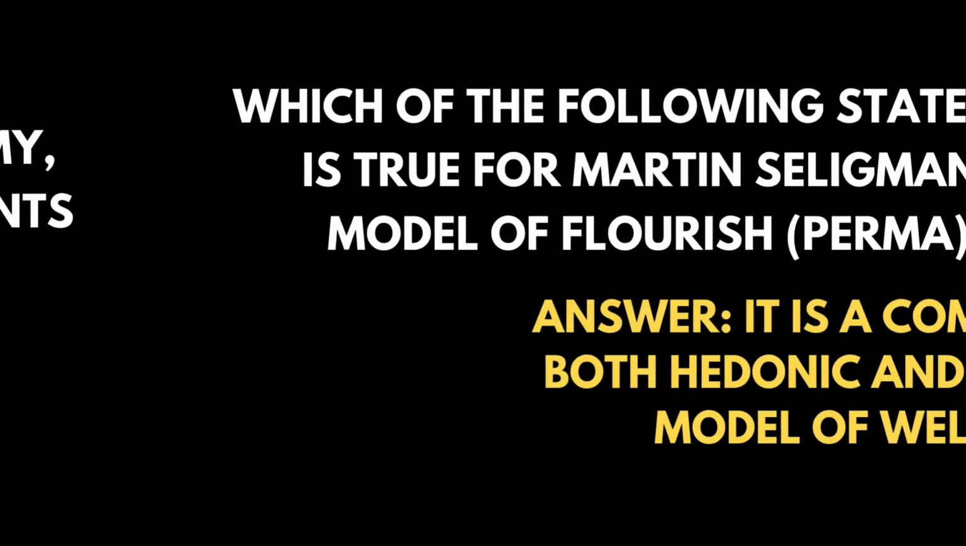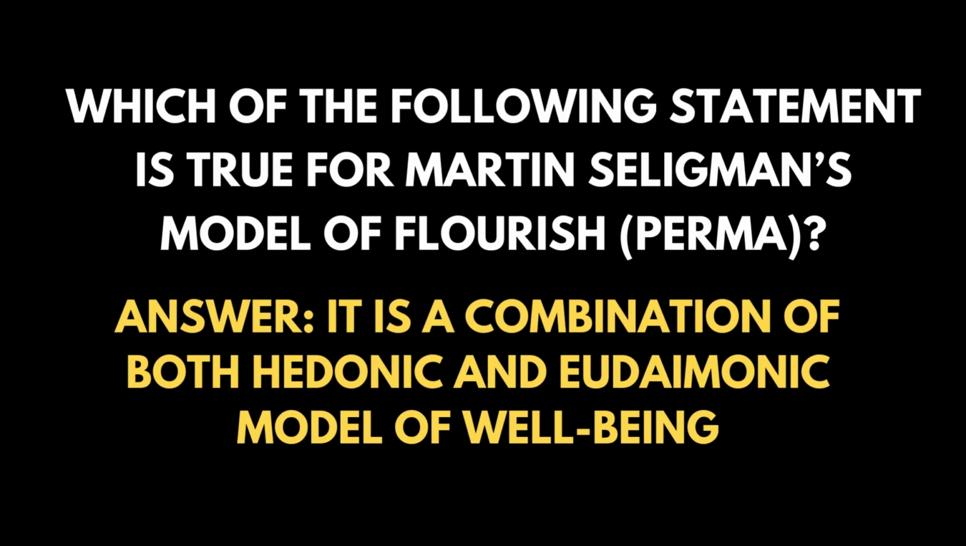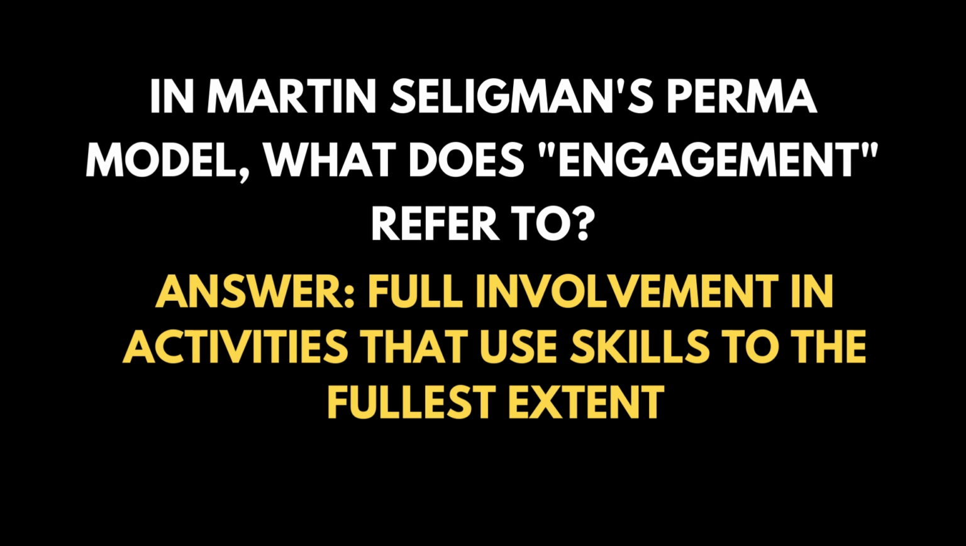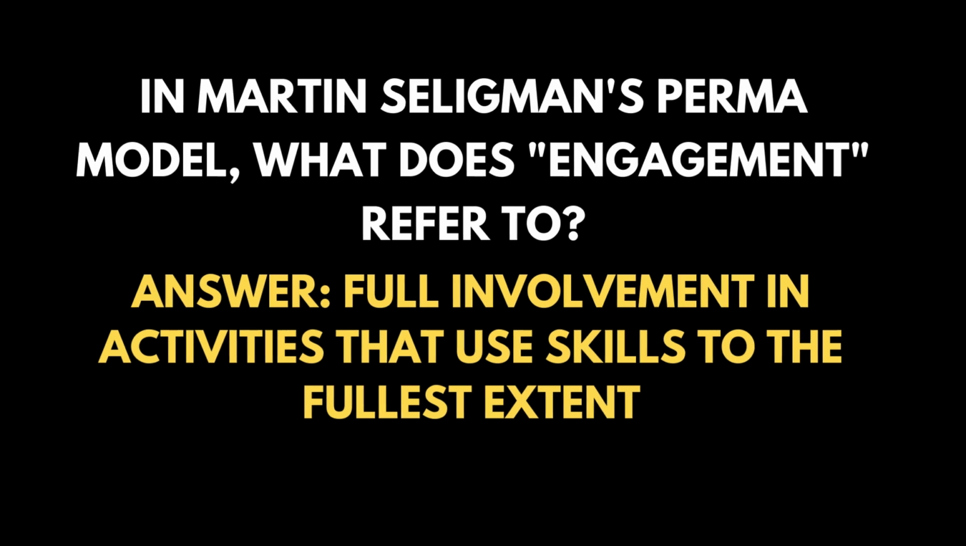Personal growth, autonomy, meaning in life are components of which well-being? Eudaimonic. Which of the following statements is true for Martin Seligman's model of flourishing? PERMA. It is a combination of both hedonic and eudaimonic models of well-being. In Martin Seligman's PERMA model, what does engagement refer to? Full involvement in activities that use skills to the fullest extent.